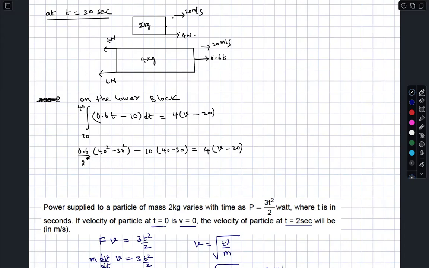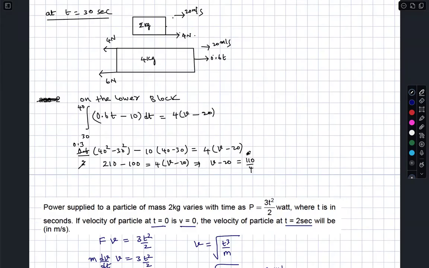Now, this is 0.3. 1600 minus 900 works out to 700. 700 into 0.3, 70 into 3, is 210 minus 100, which is 4 times V minus 20. This implies V minus 20 is 210 minus 100, 110 by 4.